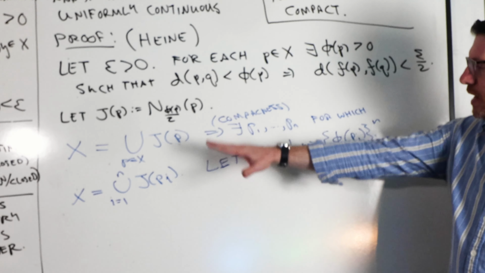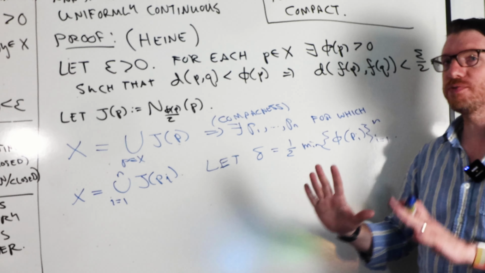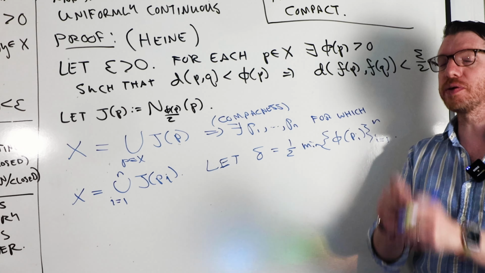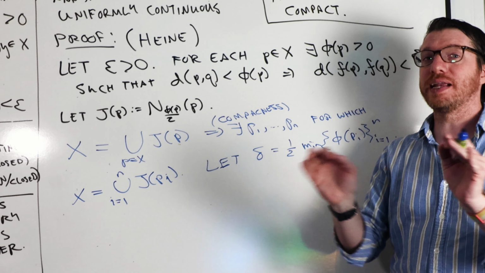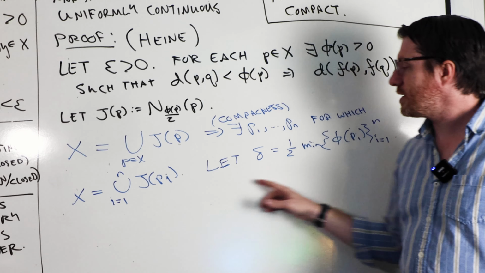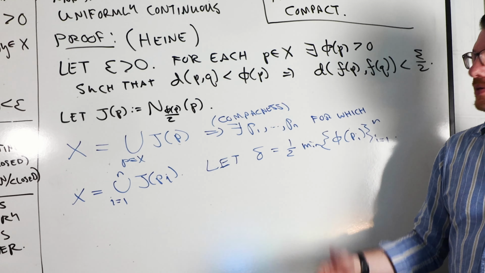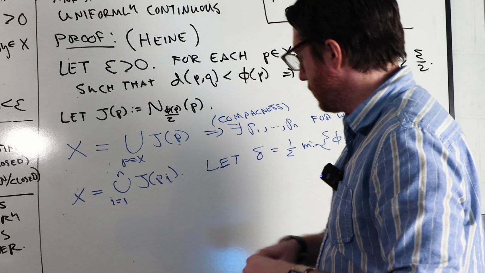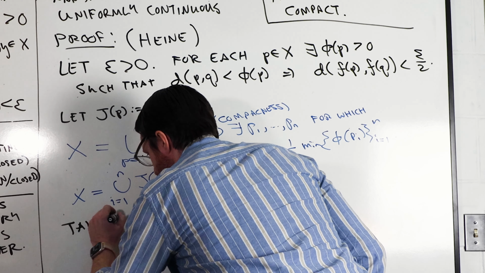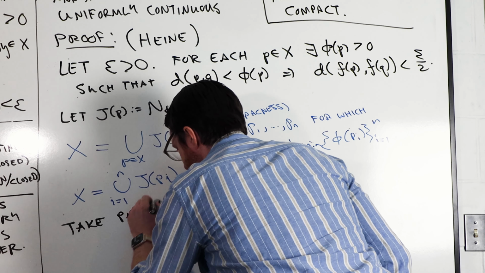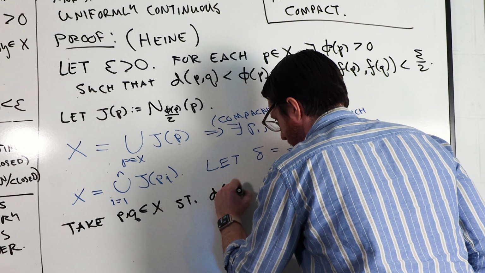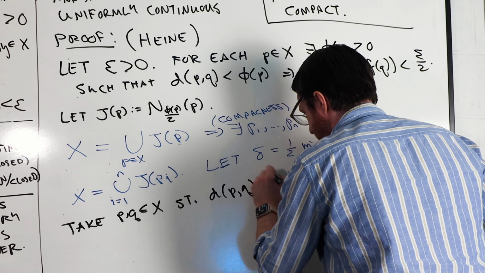Now that we have this delta, we hope that whenever we have two arbitrary elements of X that are within delta distance of each other, their images are still going to be within epsilon, the epsilon we specified at the very beginning. So let's see if that actually happens. We're going to assume that we have two elements, say p and q inside of X, such that the distance between p and q is less than delta.